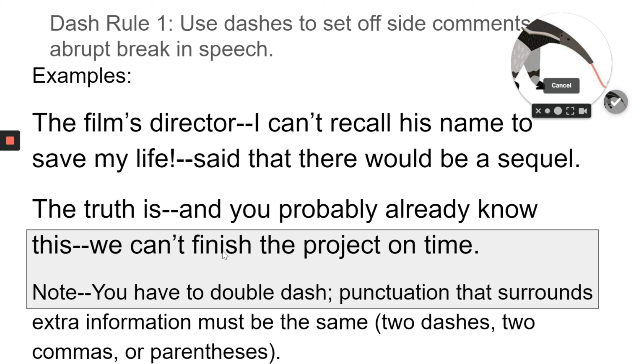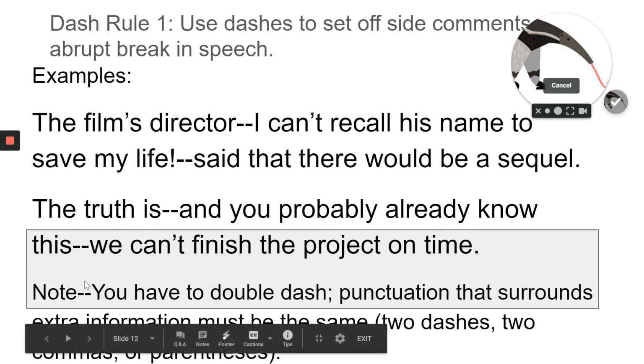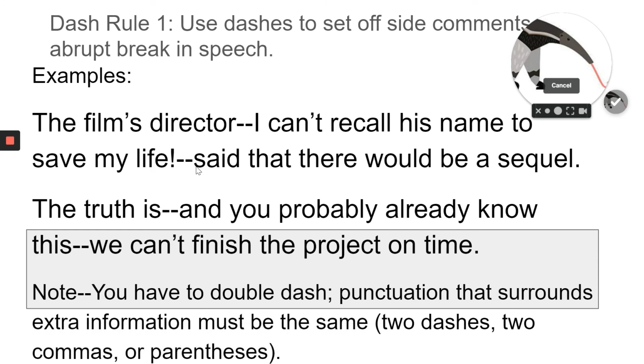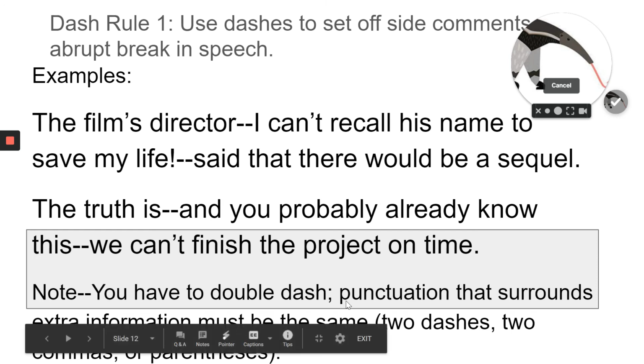The truth is, and you probably already know this, again, you're just kind of setting off inner dialogue in the middle here. We can't finish this project on time. You have to double dash: the punctuation that surrounds extra information must be the same. So I have a dash here and a dash here to offset the information in the middle.